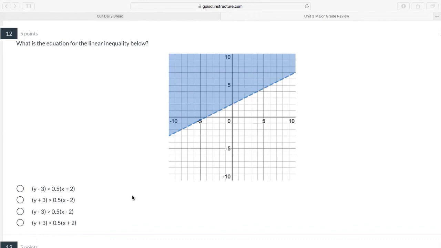When I see problems like this, I first let me see if 2, 3 is on the line. +2, +3 is on the line. On the line, not the shaded region. That's not what we're asking about. We're asking about the actual line here. So +2, +3 is on the line. And -2, -3 is not on the line. 2, -3 is not on the line. So I'm looking for which of the equations below show that +2, +3 is part of the line.